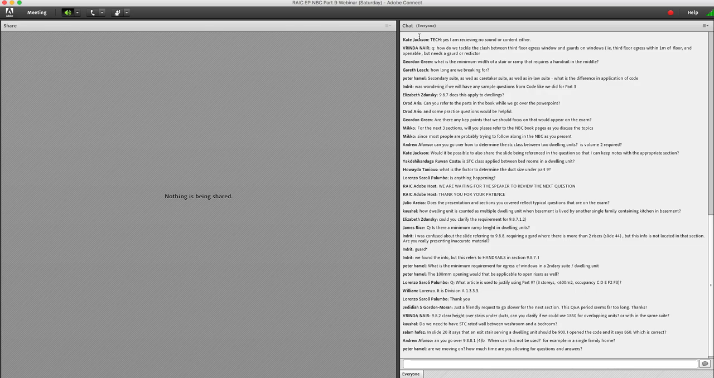Okay, so there was a question. I was confused about the slide referring to 9.8.8 requiring a guard where there is more than 2 risers. This info is not located in that section. So we go to 9.8.8. 9.8.8 does refer to required guards, and this is referred to. Bear with me for a second.